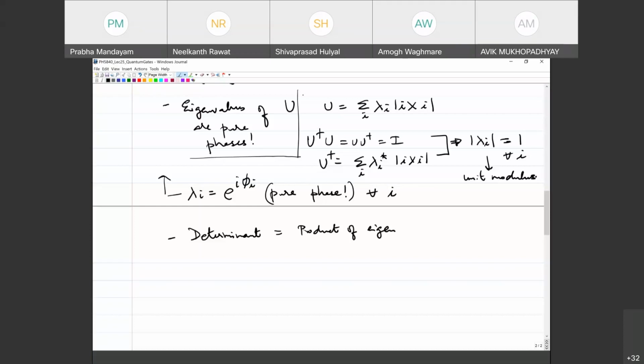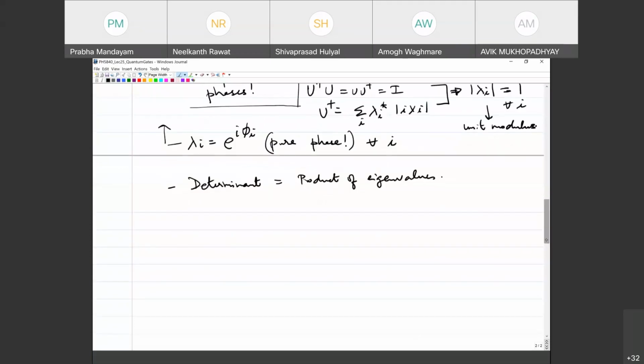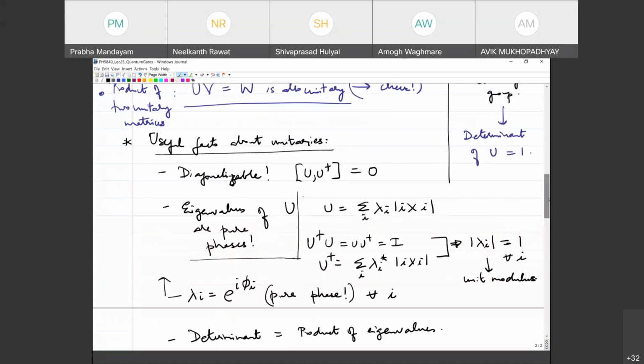Right. But now, what can you say about the determinant of a unitary matrix? Because the eigenvalues are all pure phase, it's also a pure phase. Correct. So the modulus of the determinant is always 1. Right? What makes it special unitary is when it's not just the absolute value, but the determinant itself is 1.